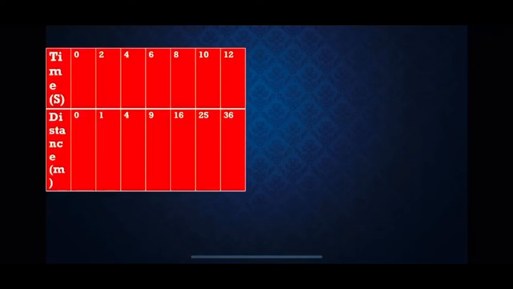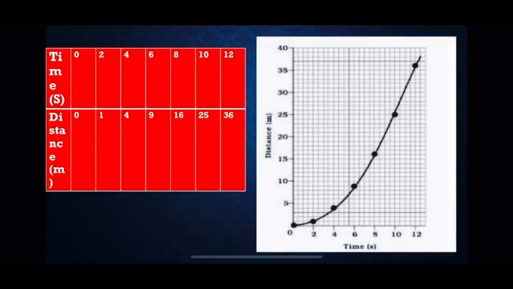That is, at 0 seconds, the distance is 0. In 1 second, the distance is 1. In 2 seconds, the distance is 4. That is, it is not increasing uniformly. So what will be the shape of the graph? The graph will look like this.